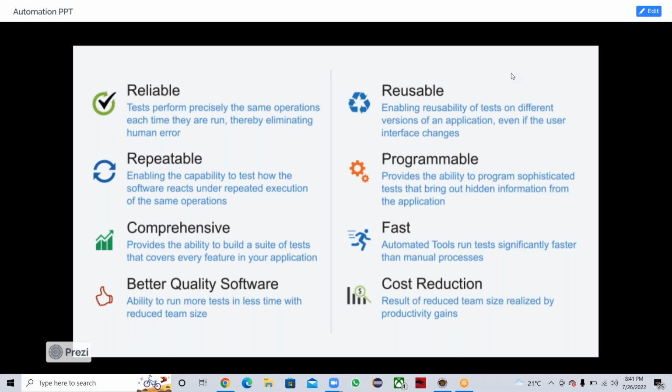That means if you perform a repeated set of actions on the same application, we can also get an idea or a visual of how the application is behaving under repeated execution. Okay? Clear, everyone?